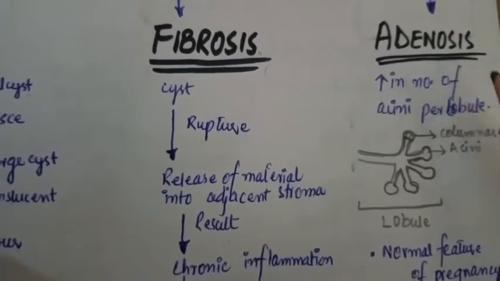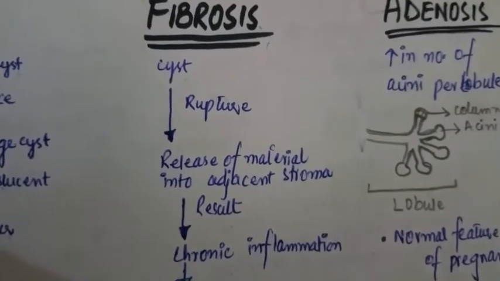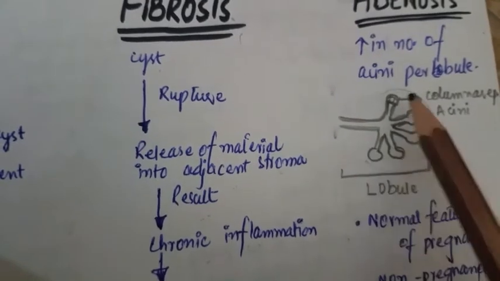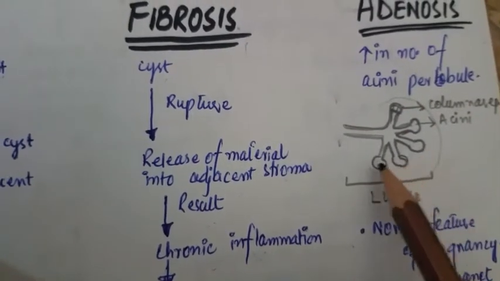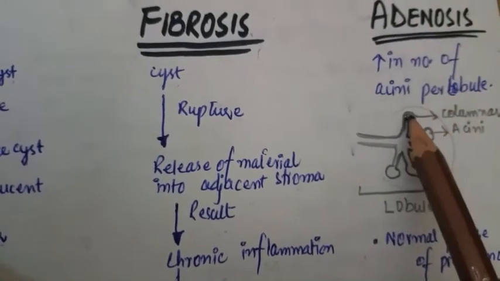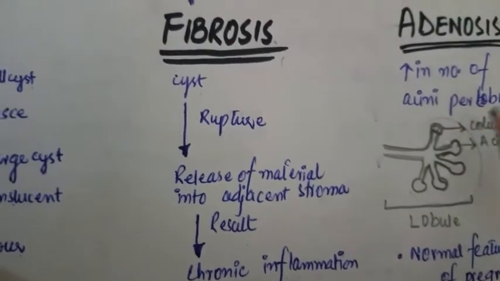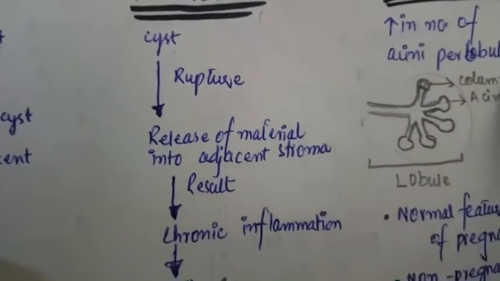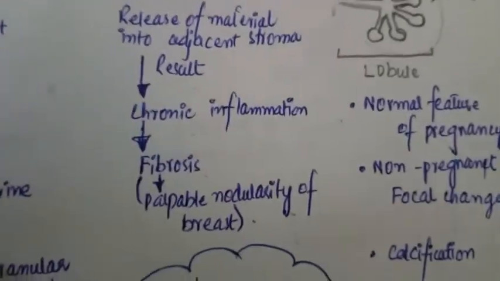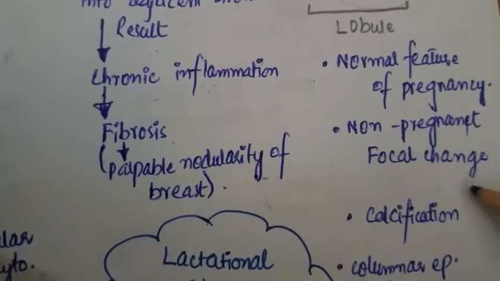What is adenosis? An increase in the number of acini per lobule. These are the ducts, and this is the whole lobule, and these are its acini. Adenosis means an increased number of these acini, and the epithelium present in these acini is columnar epithelium. Adenosis is a normal feature of pregnancy, but in non-pregnant humans, it's a focal change.